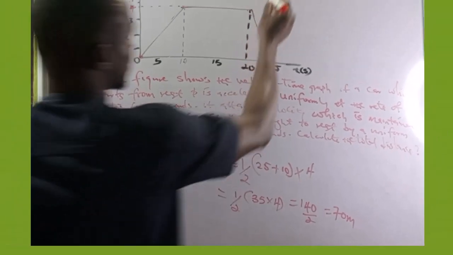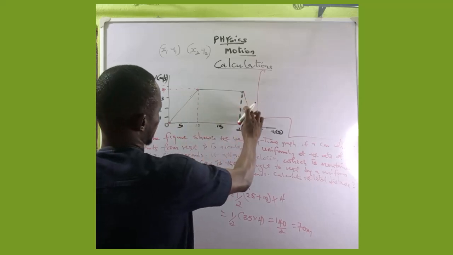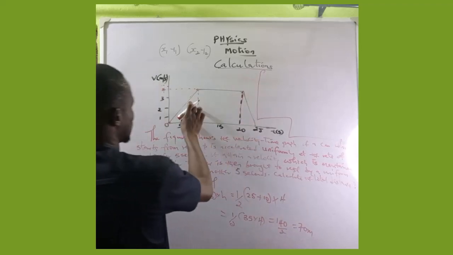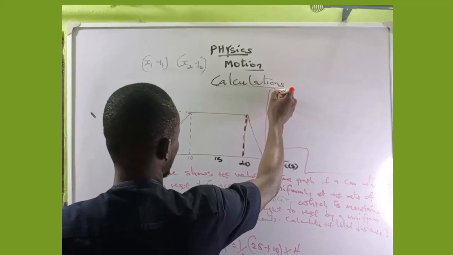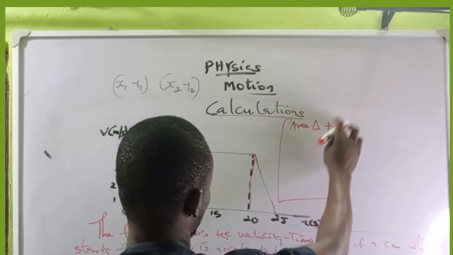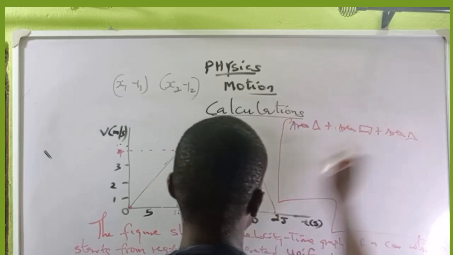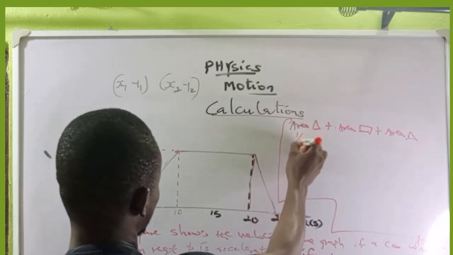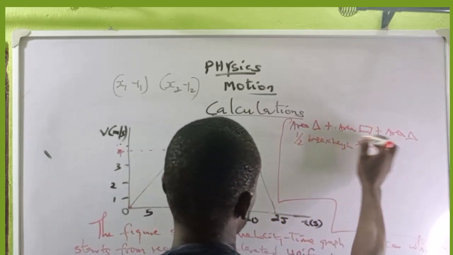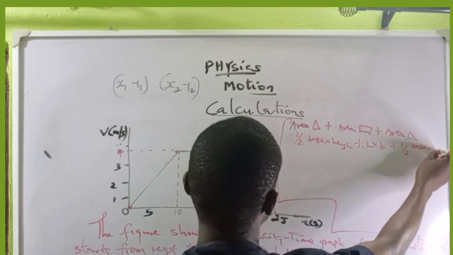Or I can still say that the area under this graph is the area of this triangle plus the area of the rectangle plus the area of this triangle. This is a triangle, this is a rectangle, this is a triangle. It will still give me the same. What's the area of this triangle? Half base times height, is it not? Area of the first triangle plus area of the rectangle plus area of another triangle, which is this one. Half base times height, plus length times breadth, plus half base again times height.